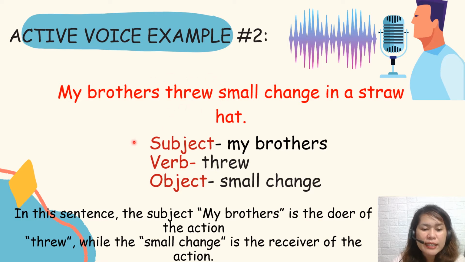That's why in this sentence, ang subject natin ay brothers, kasi siya yung gumawa or doer ng action or past participle na verb na threw, at ang nag-receive ng threw na action na yan ay yung small change. That's why pasok siya doon sa ating formula na subject, past participle, and the object or the receiver of the action. That's why this is also an example of an active voice.